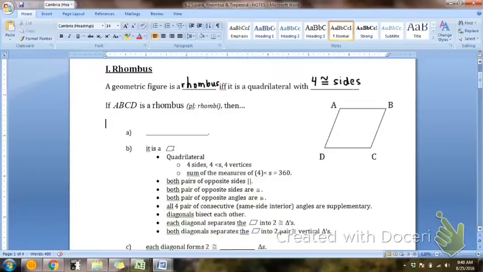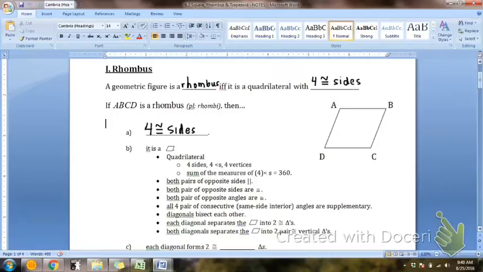So if ABCD is a rhombus, the plural form of rhombus is rhombi, in case you wanted to know. Those of you that are Scrabble players, you can now put a new word into your vocabulary, rhombi. If ABCD is a rhombus, then it has 4 congruent sides. I like to think of a rhombus as a slanted square. So we know that a square has all 4 sides the same, but a rhombus is kind of a slanted square.